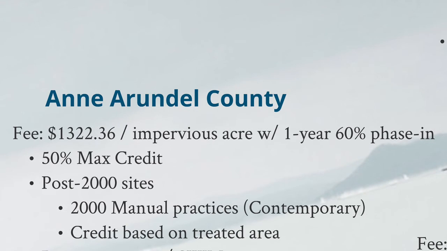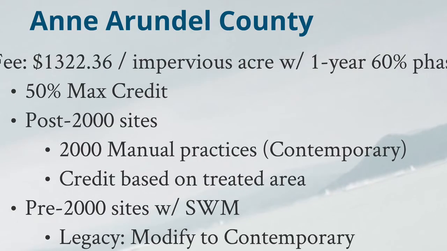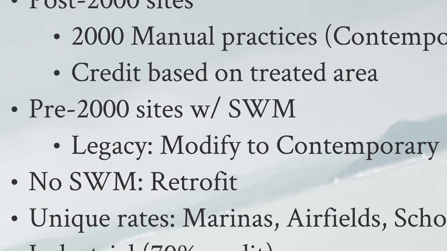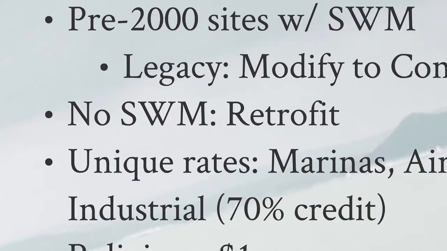In Arundel County, fees is very similar. There's a 1-year 60% phase-in. So after the first year, it'll go to the full fee, a 50% maximum credit on the sites that were contemporary. The credit's going to be based on the actual treatment area. The legacy sites will have to be modified. And if there's no stormwater management, it's going to have a retrofit.